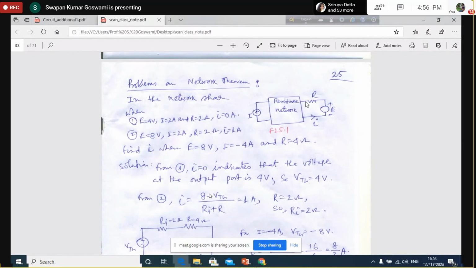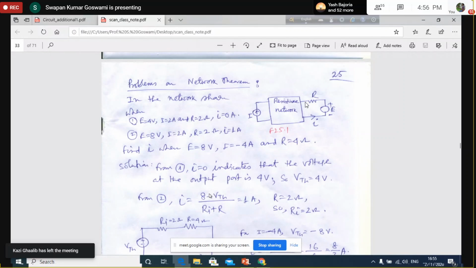That means we may determine the Thevenin equivalent because the Thevenin voltage is given here indirectly. You have to read that this is the Thevenin voltage. How? Because when this voltage is 4 volt, no current is flowing. The meaning of this is that 4 volt is available here also. That's why through this resistance no current is flowing.